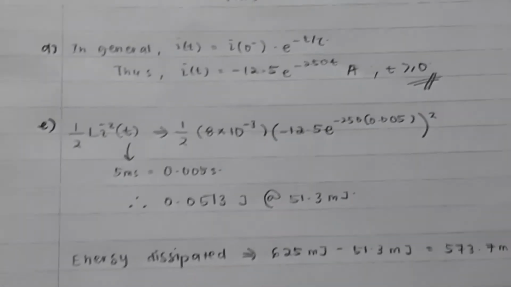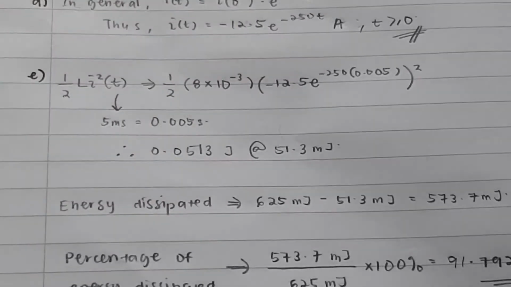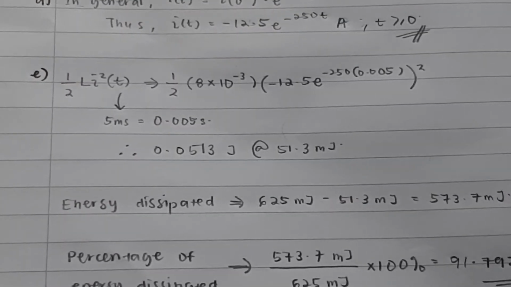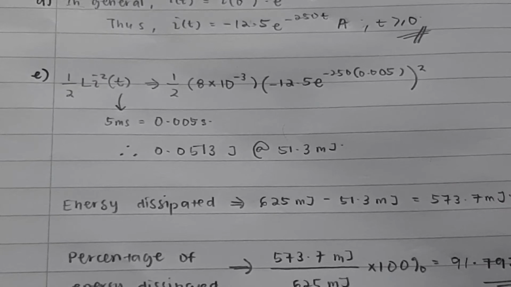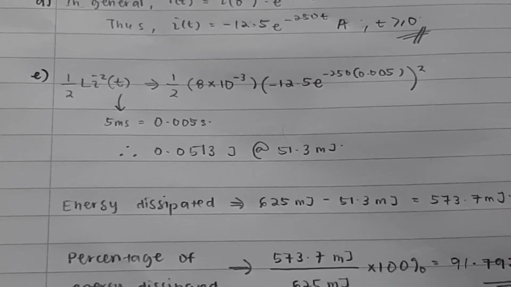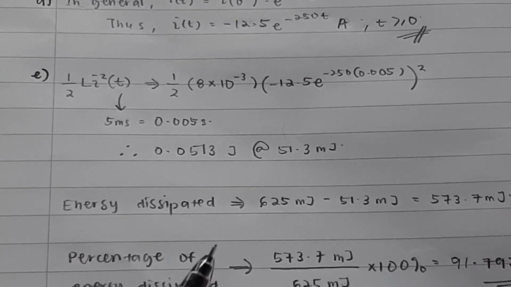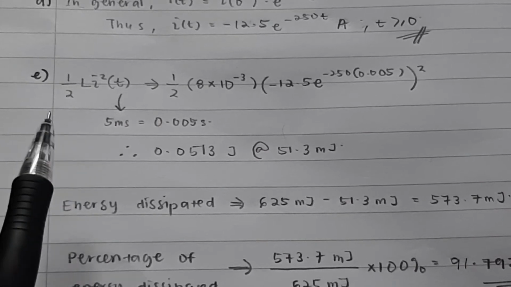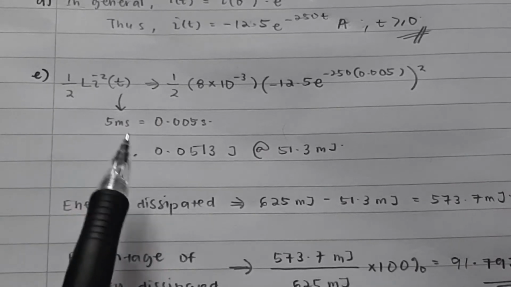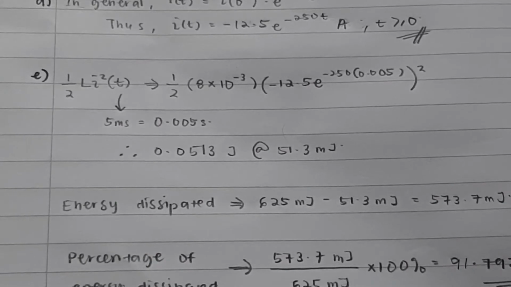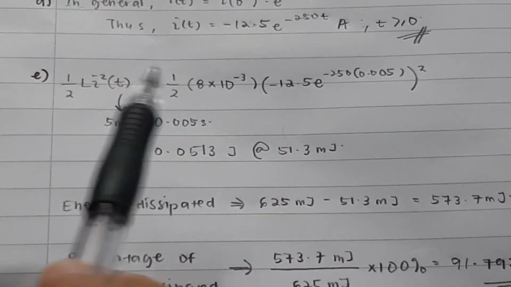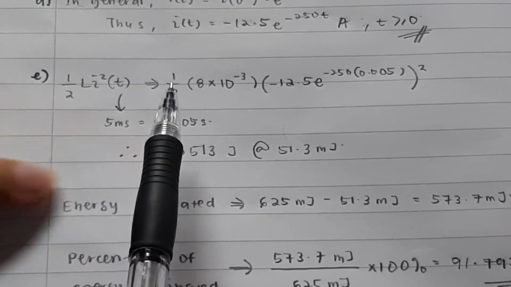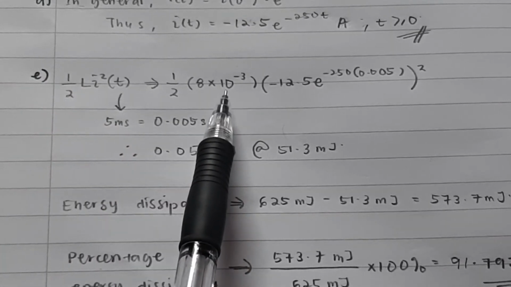So last but not least, the final question asks what percentage of the initial energy stored has been dissipated in the 2 ohm resistor 5 millisecond after the switch has been opened. Okay, so first things first, we need to use the formula of 1 over 2 L i squared. So just input all the values back into this formula. So 1 over 2 times 8 times 10 to the power of negative 3.